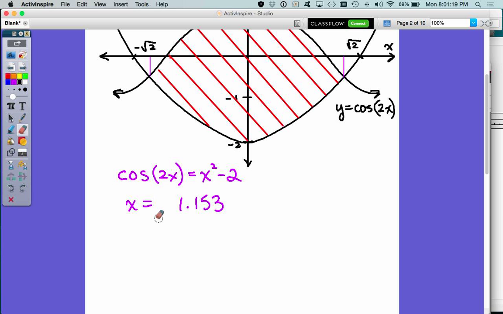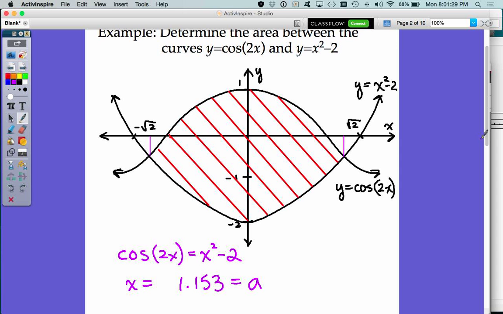I'm going to let this 1.153 equal a. I'm going to get rid of this plus or minus, and I'm just going to let this equal a. And the reason I'm going to do this is because I don't want to have to keep writing this 3 decimal place number. So I'm going to come up here and I'm going to say this is a, and this is now, of course, negative a. And now I want the integral from negative a to positive a of top function minus bottom function. But again, I can do this a little bit more efficiently because I can see that this graph has symmetry across the y-axis.